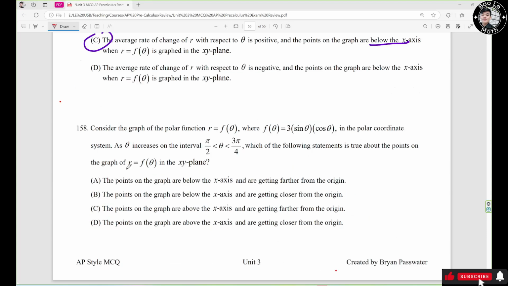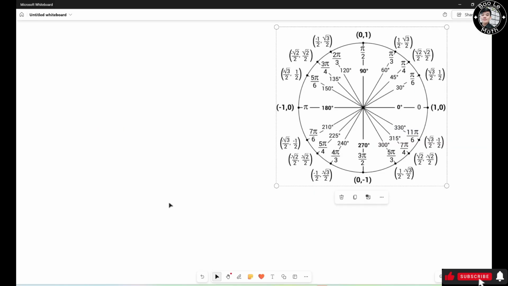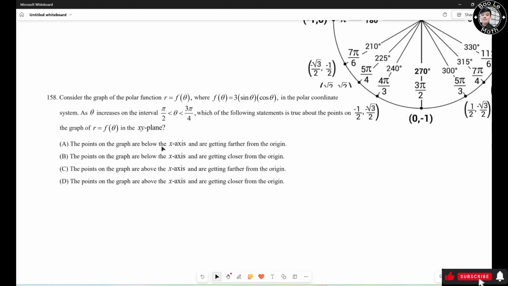Now question 158. Consider the graph of the polar function r equals f of theta, where f of theta equals 3 times sine theta cosine theta in the polar coordinate system. As theta increases on the interval pi over 2 to 3 pi over 4, which of the following statements is true about the points on the graph of r equals f of theta in the xy plane? Now, in order to do this one, I'm going to copy this problem to the whiteboard because I need to use the unit circle.